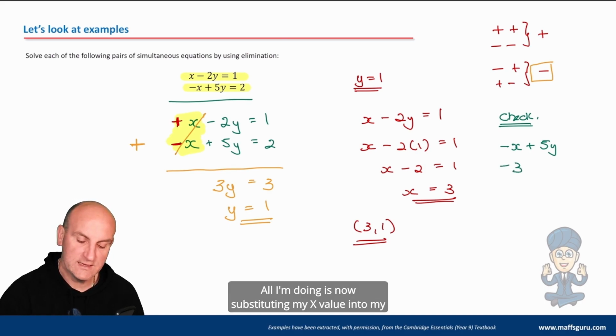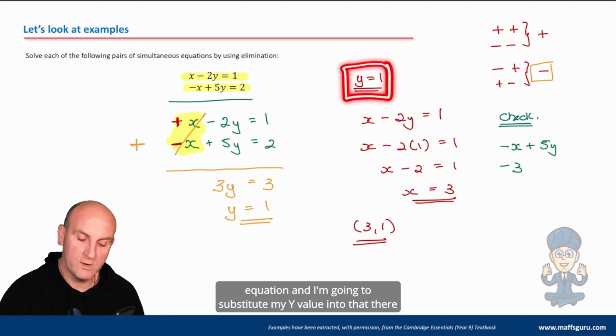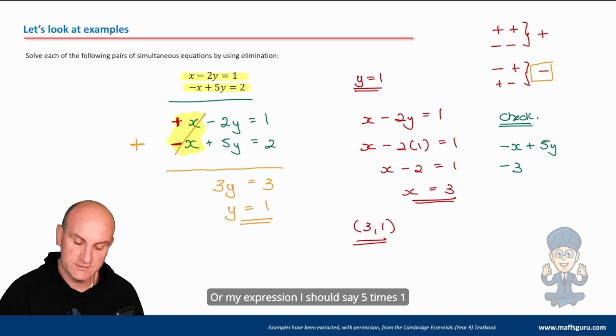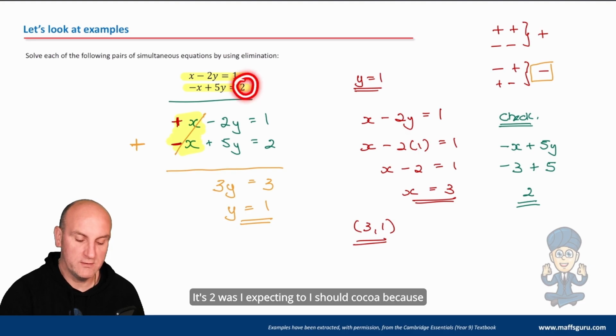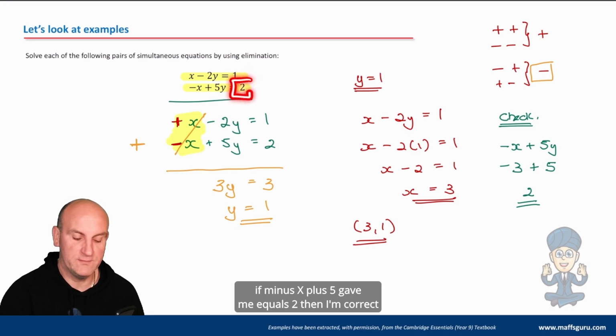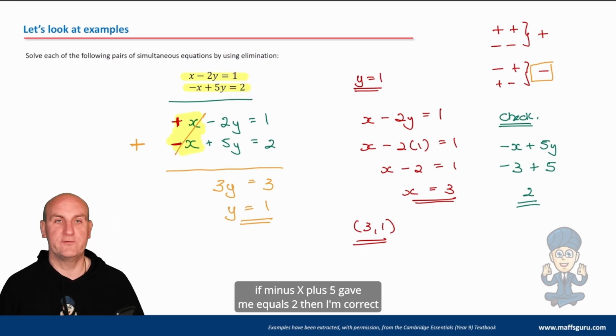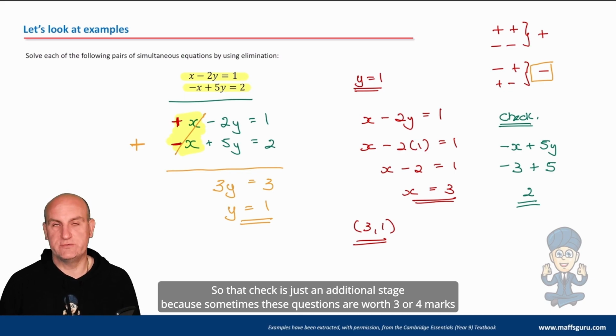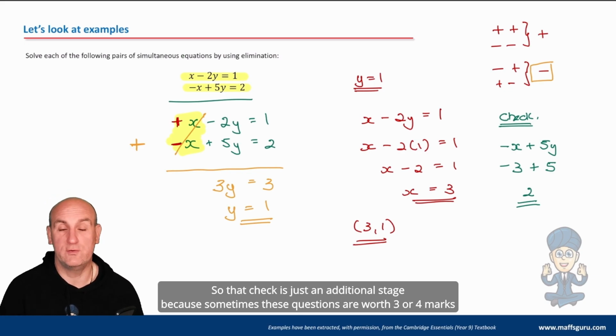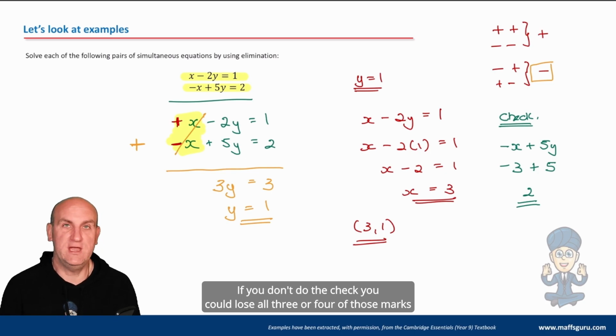All I'm doing is now substituting my x value into my equation, and I'm going to substitute my y value into that there, or my expression, I should say. 5 times 1 is going to give me 5. What is minus 3 plus 5? It's 2. Was I expecting 2? I should, because if minus x plus 5y equals 2, then I'm correct. So that check is just an additional stage, because sometimes these questions are worth 3 or 4 marks. If you don't do the check, you could lose all 3 or 4 of those marks.